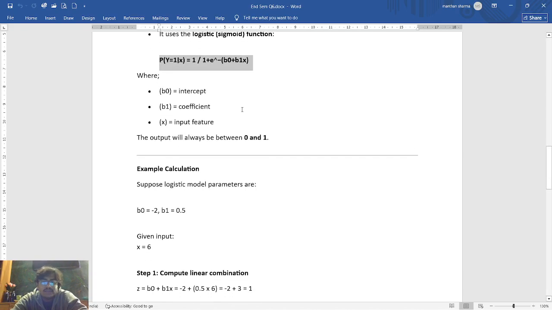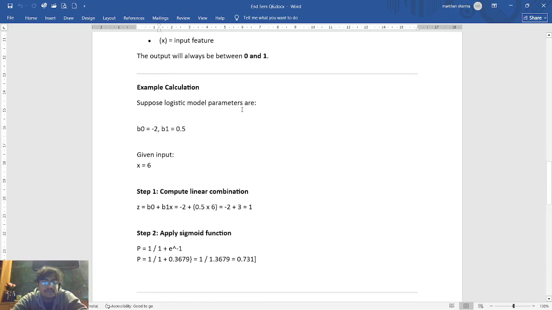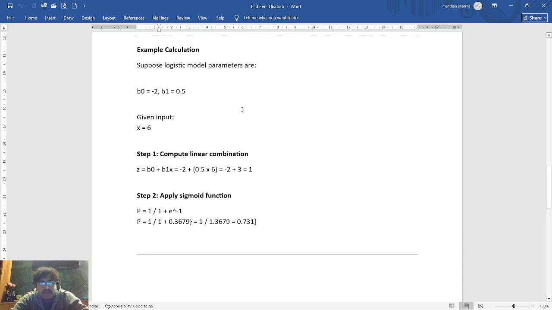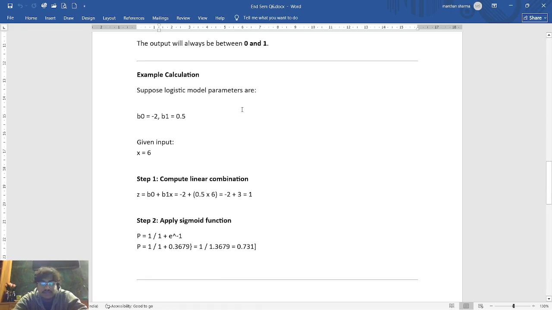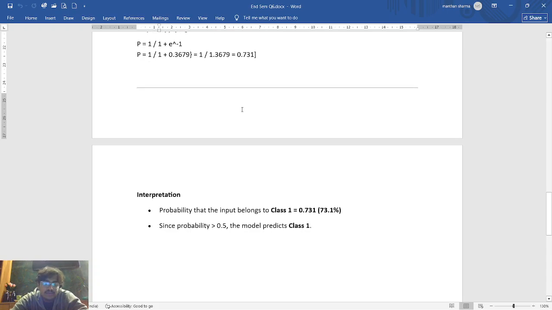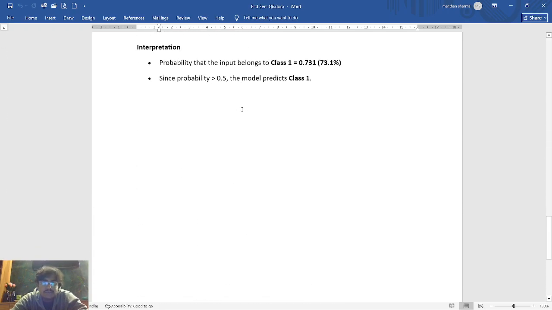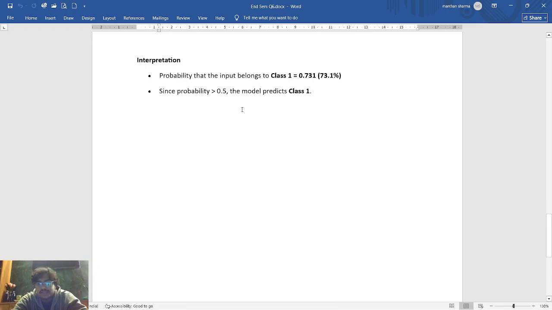Let's apply this with an example. Suppose the model parameters are b0 equals -2 and b1 equals 0.5. The first step is to compute the linear combination, z equals b0 plus b1 into x, which is -2 plus 0.5 into 6, which equals 1. The second step is applying the sigmoid function, 1 upon 1 plus e to the power minus z, so e to the power minus 1. We get p approximately 0.731. That means the model says there is a 73.1% chance that the input belongs to class 1.